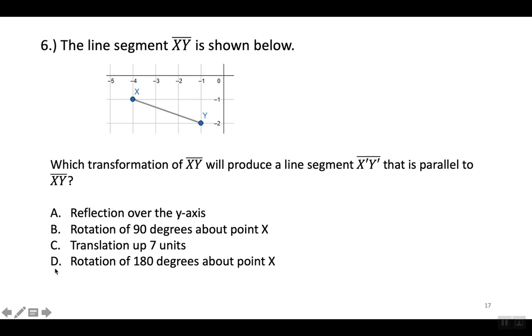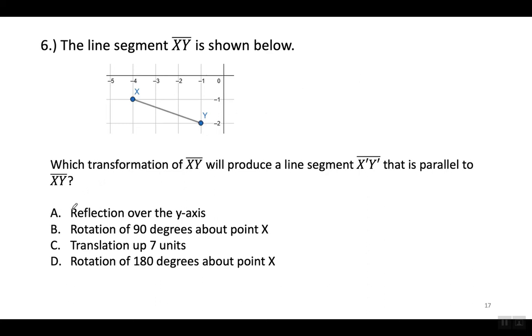Question number 6. The line segment XY is shown below. Which transformation of segment XY will produce a line segment X prime, Y prime that is parallel to XY? So which one of these transformations will put this line in a way that is parallel to the one that you see right now, parallel? So let's look at the answers.